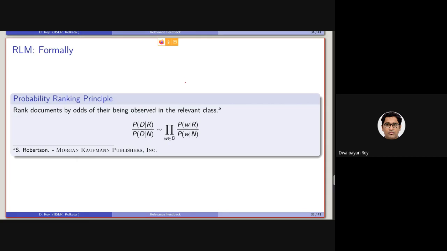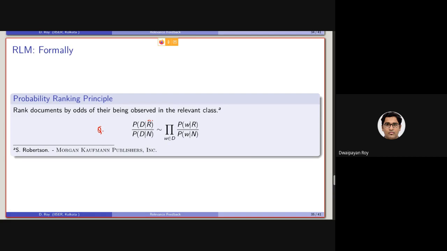So we'll start the discussion with the basic probability ranking principle that we have discussed while discussing the probabilistic retrieval models. So suppose we have an accurate R, and basically we want to rank a set of documents to be presented to the user based on this R for a given query Q.